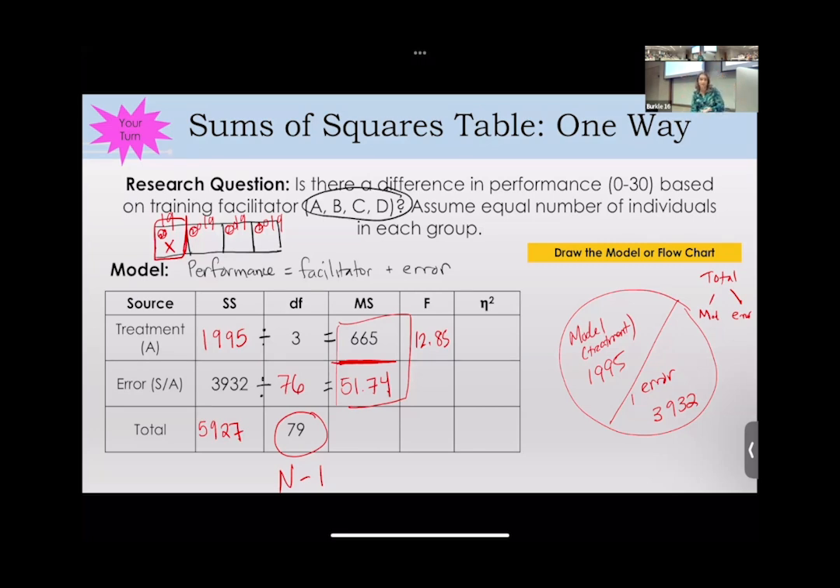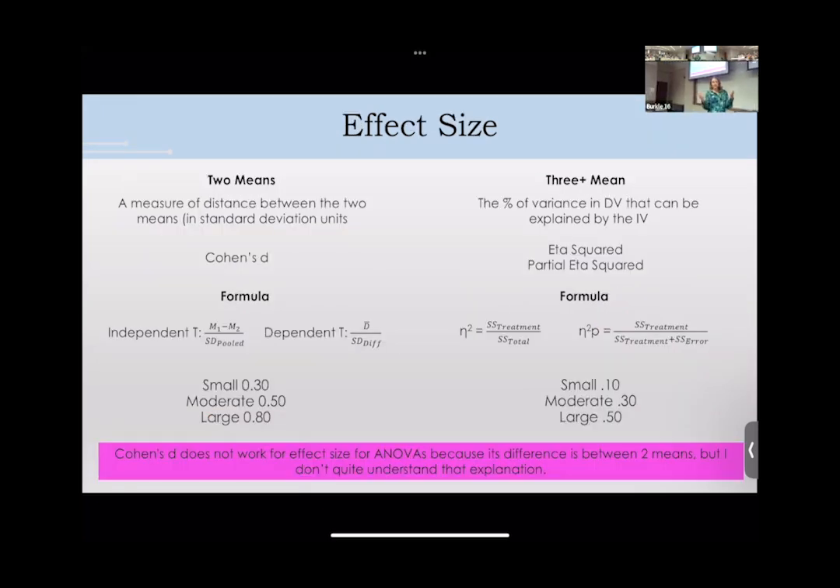So I can't use mean squares because that involves sample size. So if we take 1995 and divide it by the total, how much variance can be explained by our treatment relative to all of the sources of variance, that's eta, versus how much variance can be explained by treatment compared to unexplainable variance or error variance. That's partial eta.